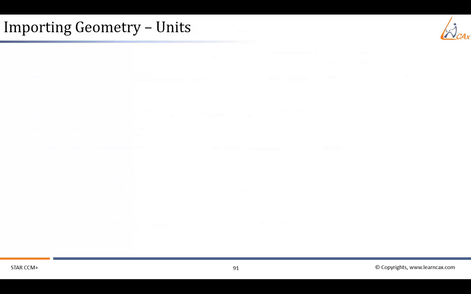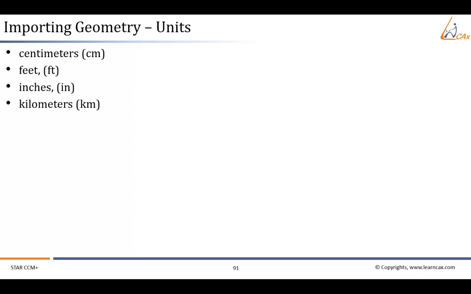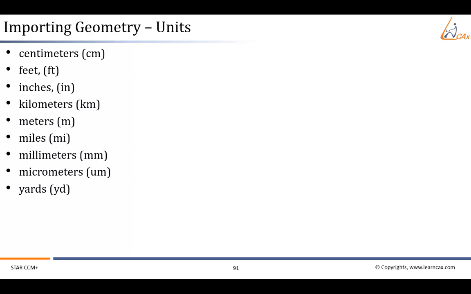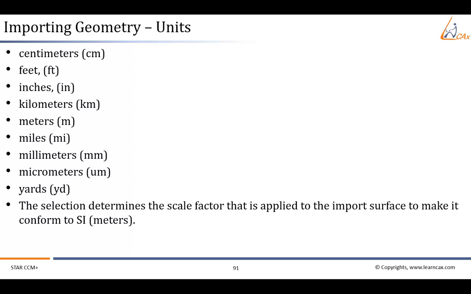When we import a CAD model into STAR-CCM+, we also have to take care of the unit of various dimensions and sizes of the imported parts. A choice of centimeters, feet, inches, kilometers, meters (which is default), miles, millimeters, micrometers, and yards is allowed. The selection determines the scale factor that is applied to the imported surface to make it conform to SI, which is meters.